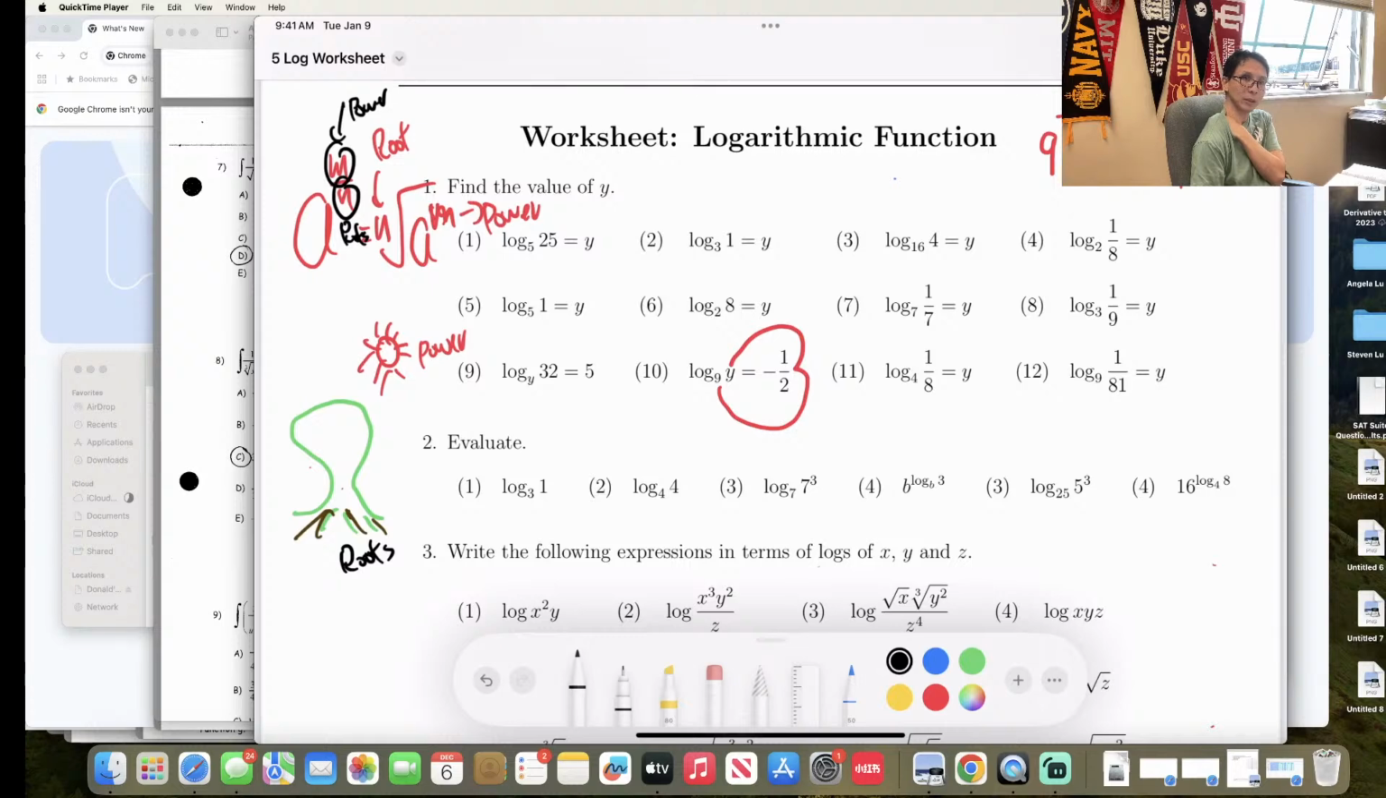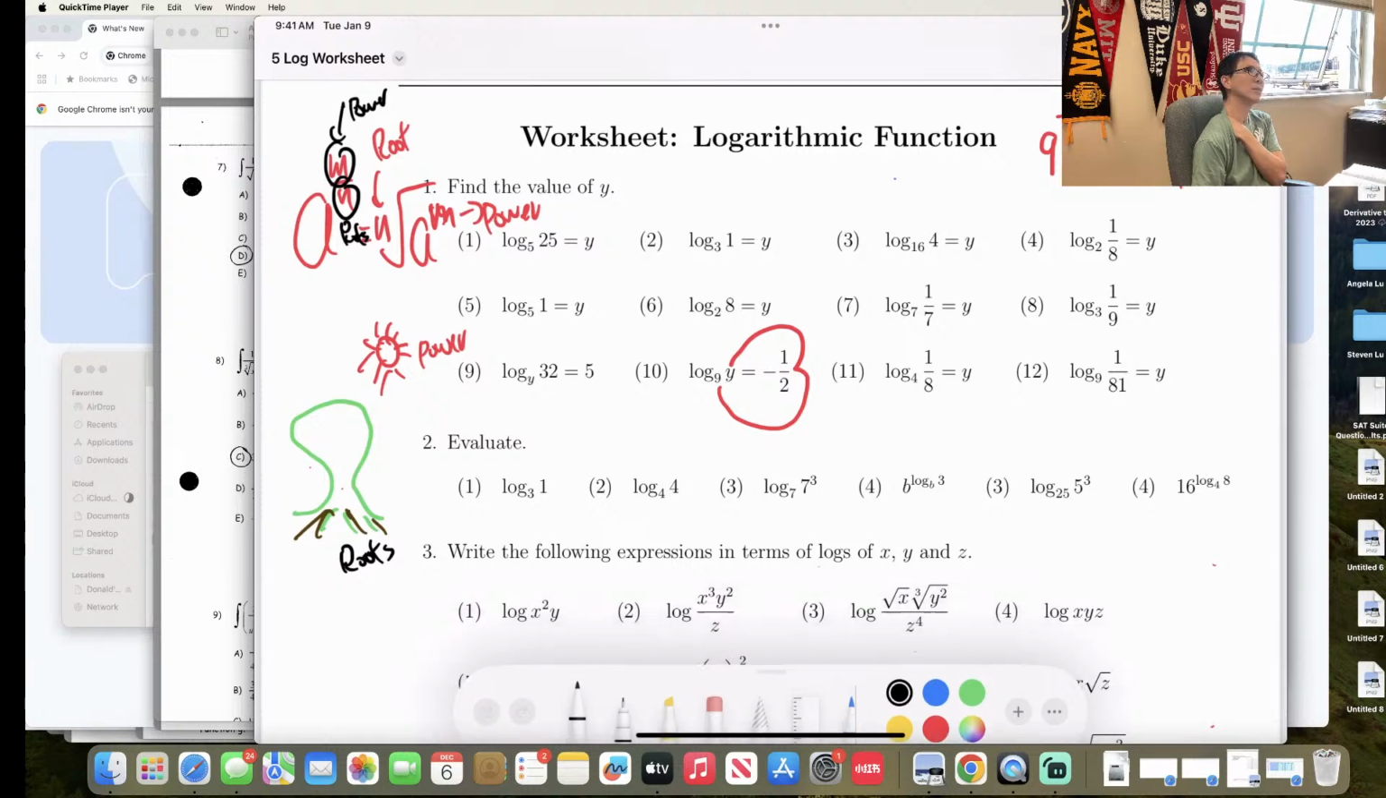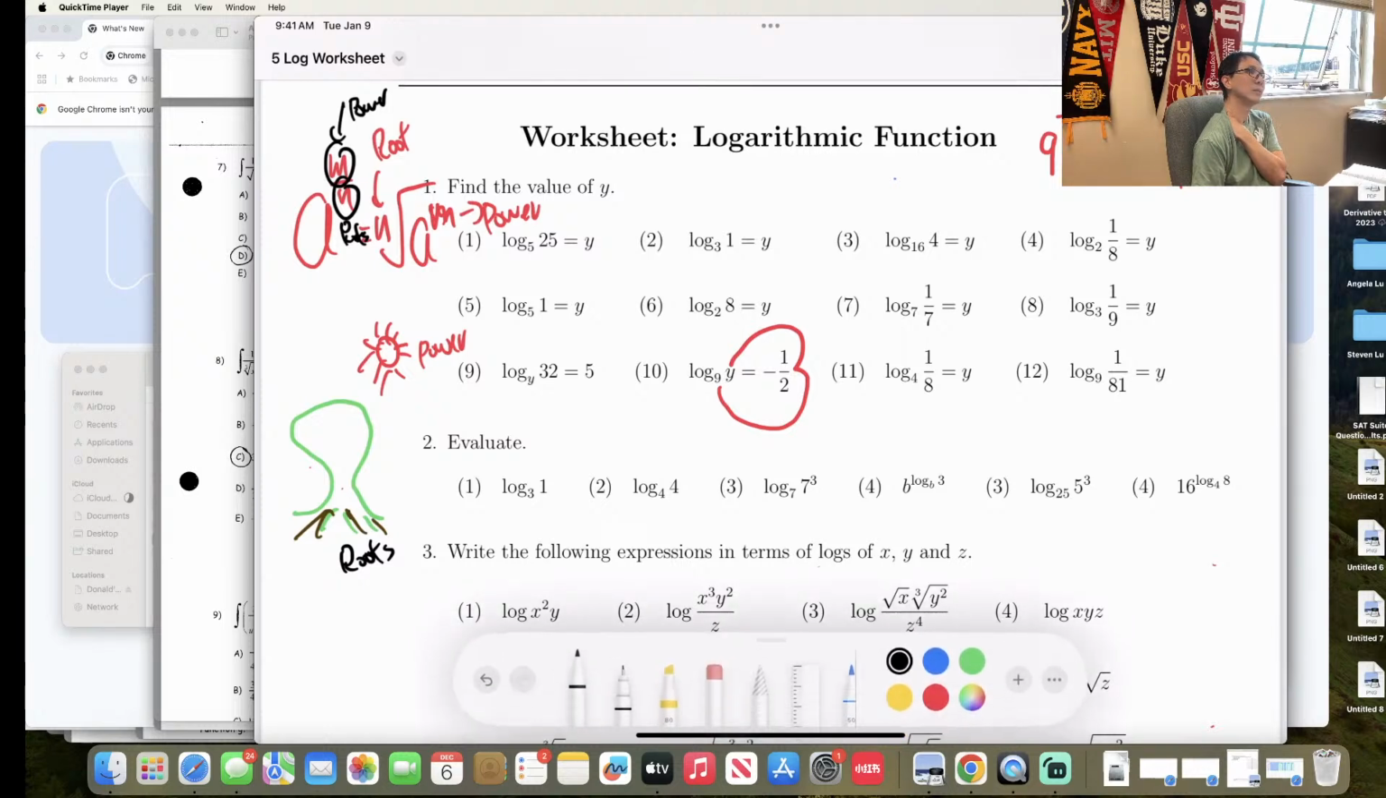Log base 4 of 1/8 equals y. And then 4 is basically 2 to the second power, and 1/8 is basically 2 to the -3rd. So we get 2y equals... Thank you. Awesome. Does that make sense?